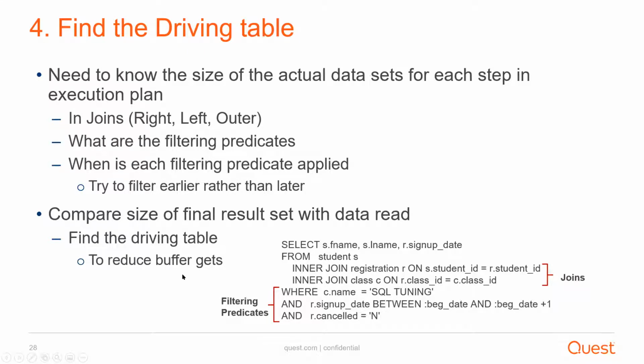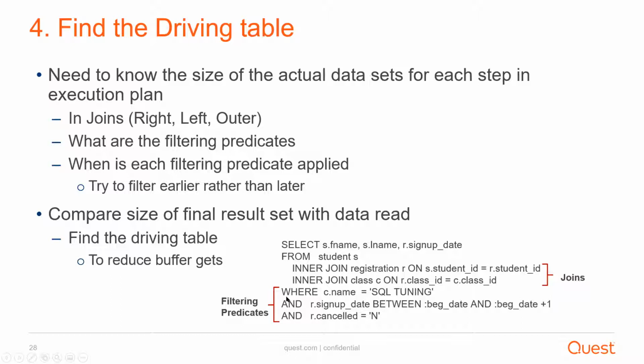So you want to try to reduce those buffer gets. So here's our little case study. This is a university study, and we're selecting first name, last name, sign up date from student. And we're joining student on registration on student ID, and we're joining class on class ID.